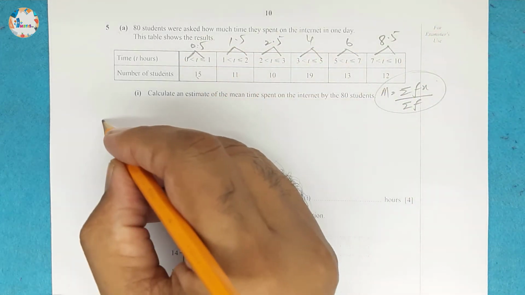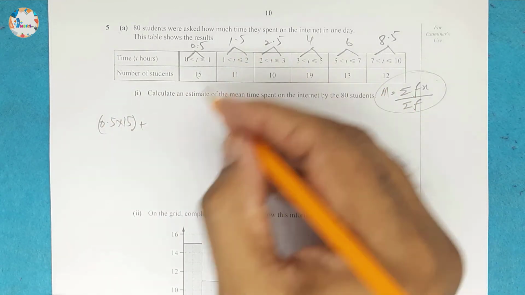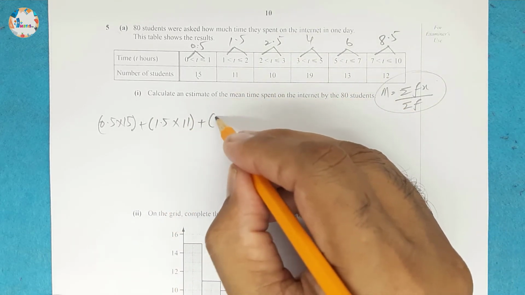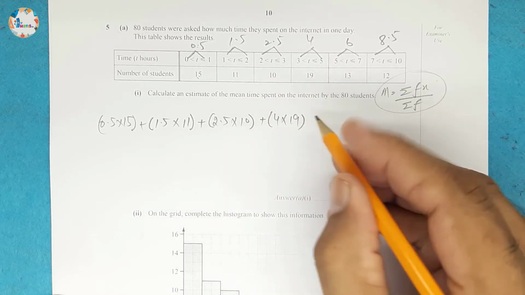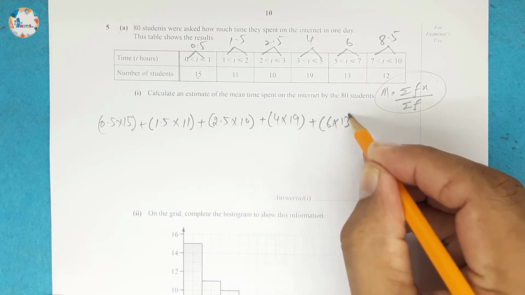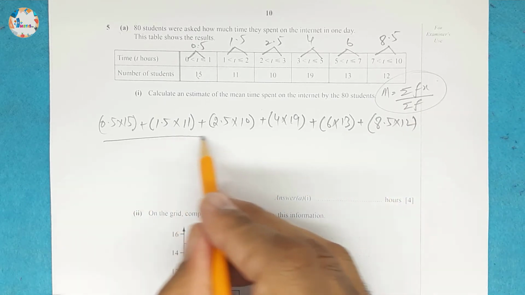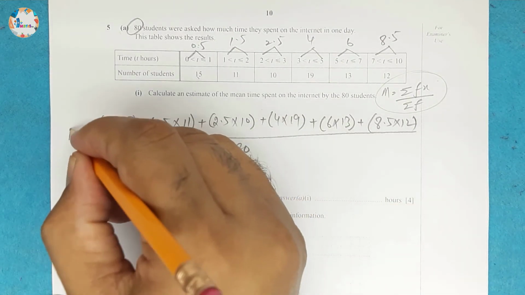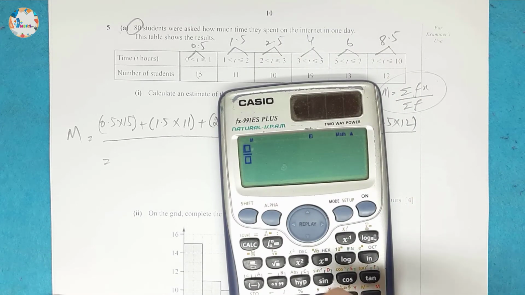Now, 0.5 multiplied by 15, plus the next, 1.5 multiplied by 11, plus the next, 2.5 multiplied by 10, plus 4 into 19, plus 6 into 13, plus the last one, 8.5 into 12, and divided by the total, which is 80 students. So divided by 80, and this is our mean. And now we have to use the calculator carefully, because with lengthier calculations there are more chances of mistakes.